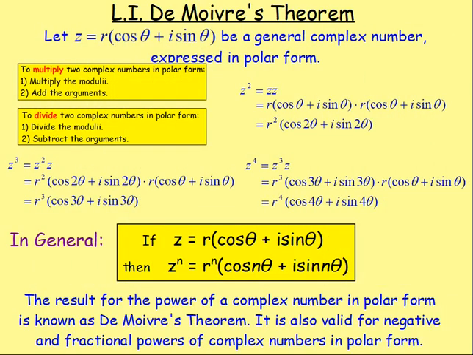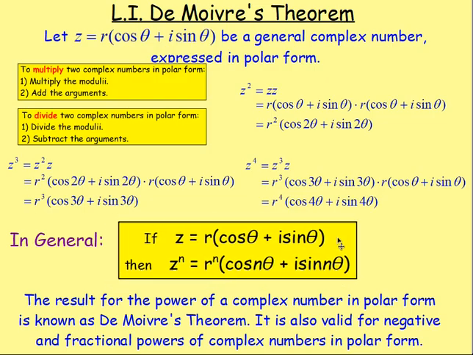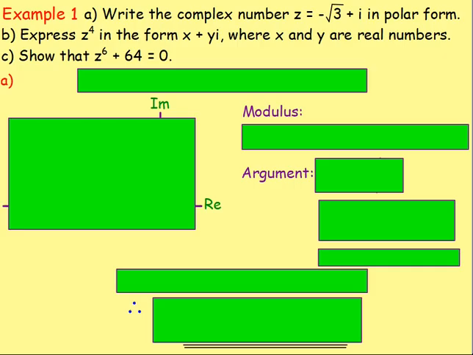It's also valid for negative and fractional powers of complex numbers in polar form. So let's try a couple of examples where we are applying de Moivre's theorem. Example 1: write the complex number z equals negative root 3 plus i in polar form.